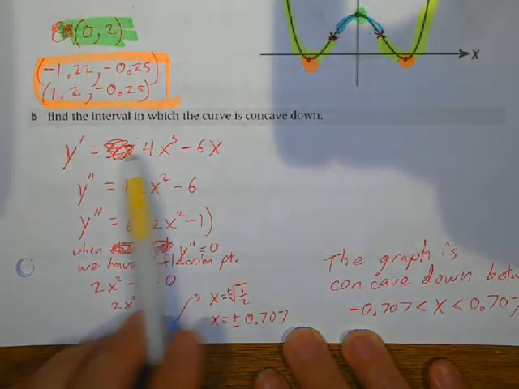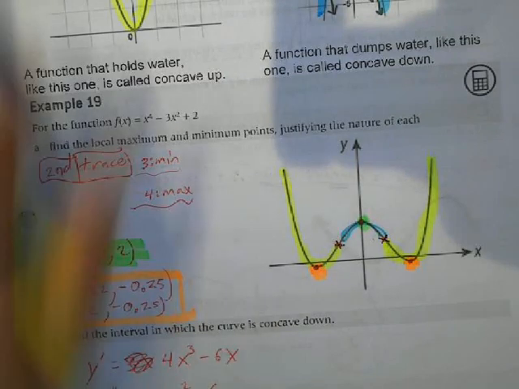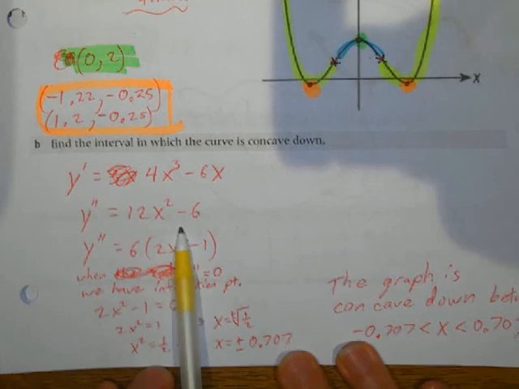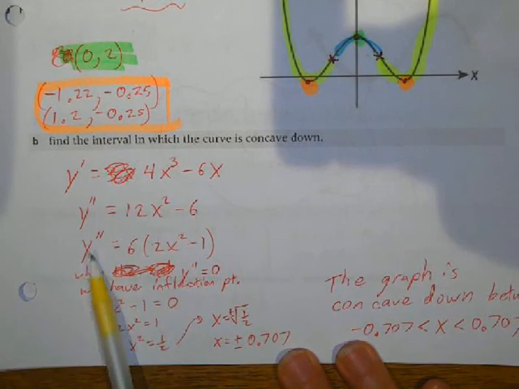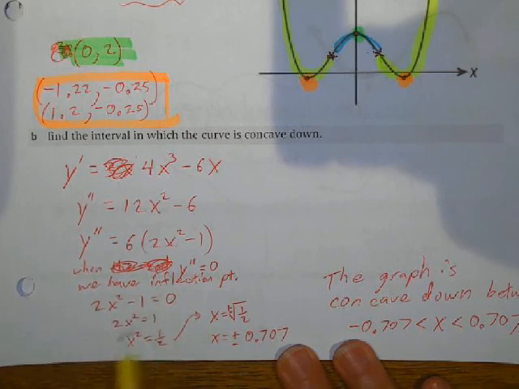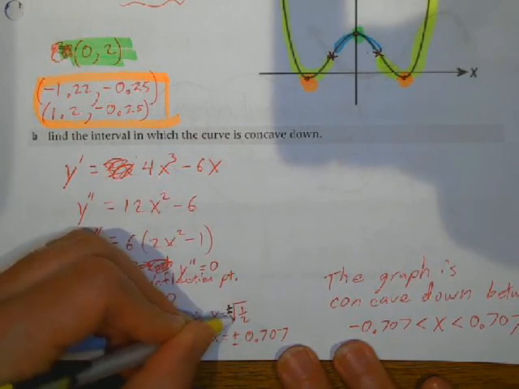So my function is x to the fourth minus 3x squared plus 2. So my first derivative, I get this. My second derivative, I get this. And we want to make the second derivative equal to 0 to find our inflection point. So now I can say, okay, let's make 2x squared minus 1 equal to 0. I can add 1 on both sides, divide by 2, and I have x squared equals 1/2. So I take the square root of both sides, and I end up with plus and minus square root of 1/2.